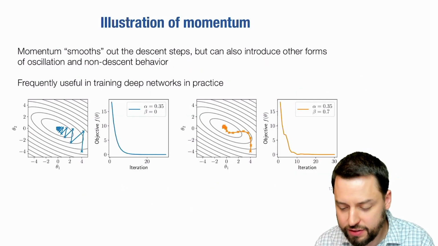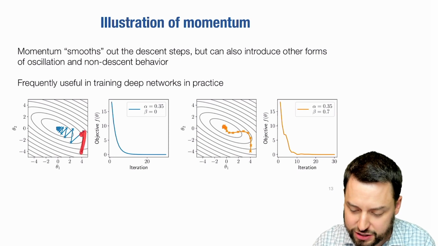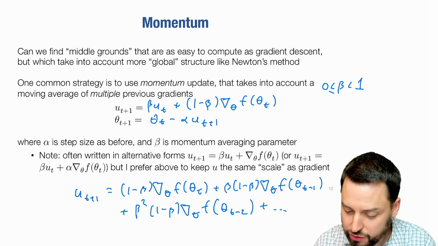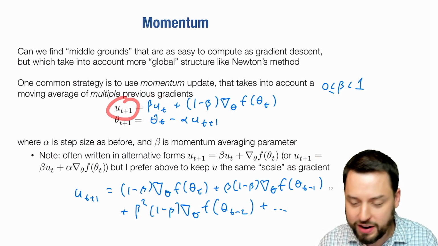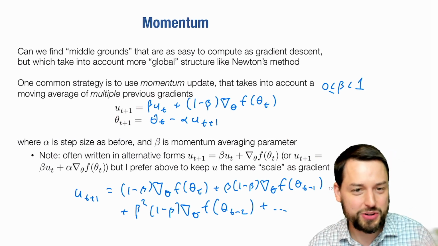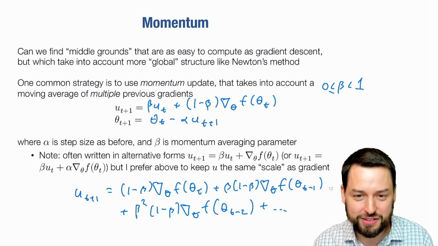What you see here on the left is our old gradient descent method, which balances back and forth. It should be apparent that if you pick beta equals 0, then this term is just equal to the gradient. So beta equals 0 is just gradient descent. Beta equals 1 doesn't do anything, because you never factor in the gradient. So beta has to be less than 1.